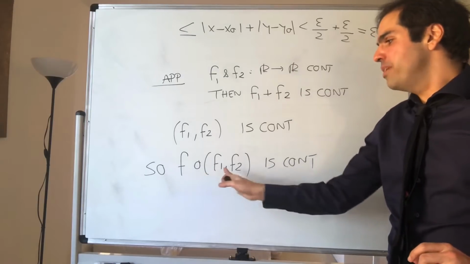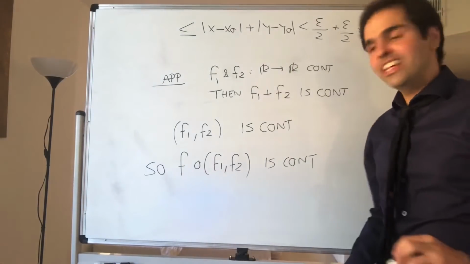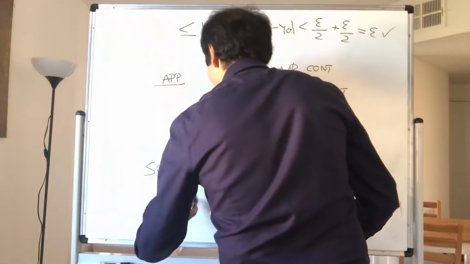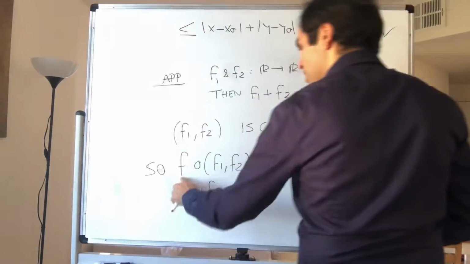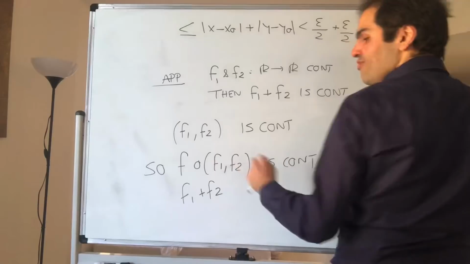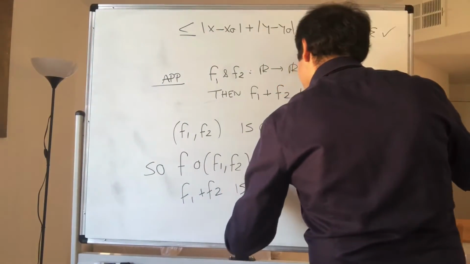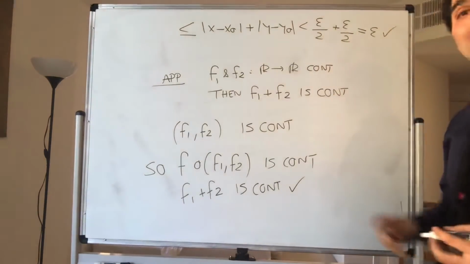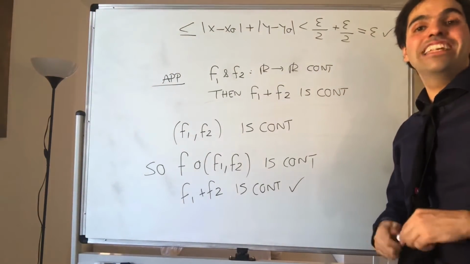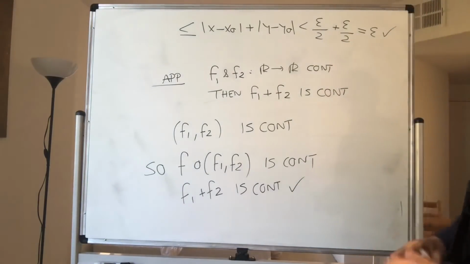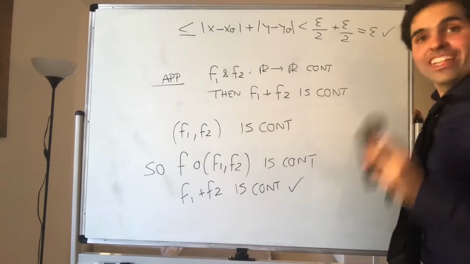But what is the composition of the pair with the addition function? That's just f1 plus f2, because what f does is add the first component to the second component. So this is continuous. So super quick proof that the addition of two functions is continuous. How cool is that? All right, and now let's move on.